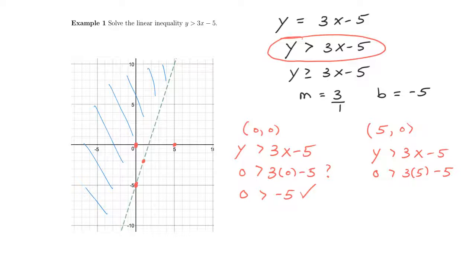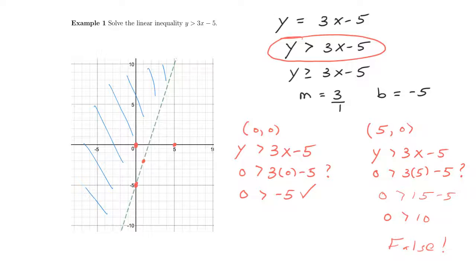When I simplify this, I'm checking to see if this is true. On the left we have 0. On the right we have 15 minus 5. And that is 0 is greater than 10. But that's false. That is not true.